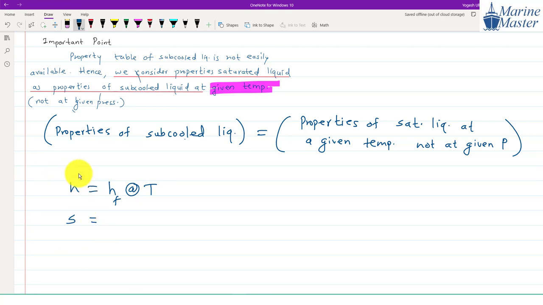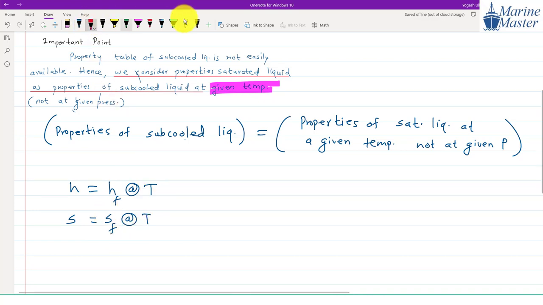Sorry guys, my mistake. If you need the enthalpy of subcooled liquid, then it will be equal to the enthalpy of saturated liquid. F stands for saturated liquid property. Enthalpy of saturated liquid at a given temperature. If you need the entropy of subcooled liquid, then it will be equal to the entropy of saturated liquid at a given temperature.